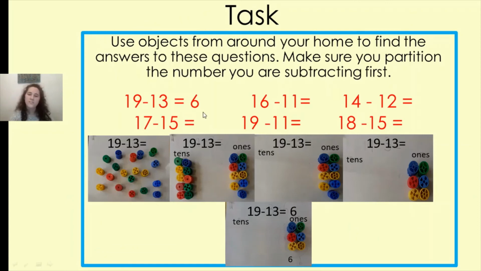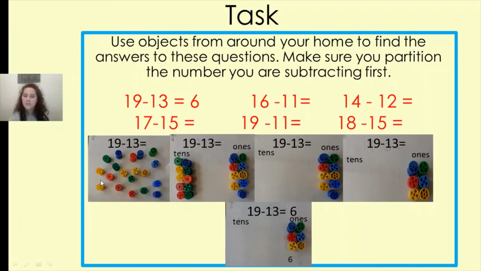Your task for today is to use objects from around your home to find the answers to the questions below. We're going to make sure we partition the number we're taking away into a group of 10s and 1s first, as this will be easier to find the answer. If you have a look, I've done the first one for you. It was 19 take away 13.